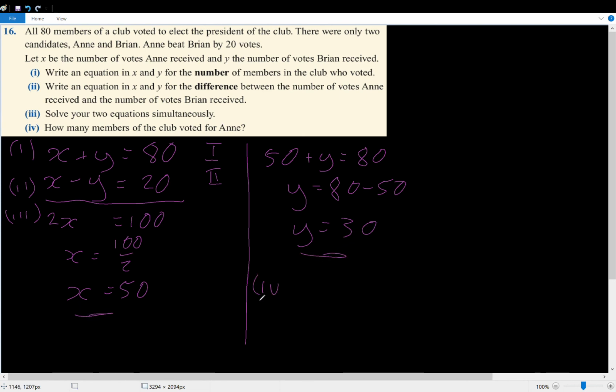And then for part 4, we're asked how many members of the club voted for Anne. So if we check back again, X is the number of votes Anne received, which means 50 people voted for Anne. And that's that.